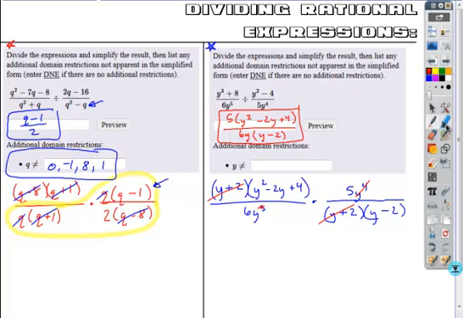And when I look at my domain restrictions, I look for any canceled factors in the denominator and any uncanceled factors in the inverted fraction's numerator. Okay, so there's no factors up here, so I'm just looking at canceled factors. I see the y plus 2 gets canceled. That means y can't equal negative 2. That's not apparent in the simplified form. And nothing else gets canceled completely from the denominator. So that's the only additional domain restriction that you would have for this problem.